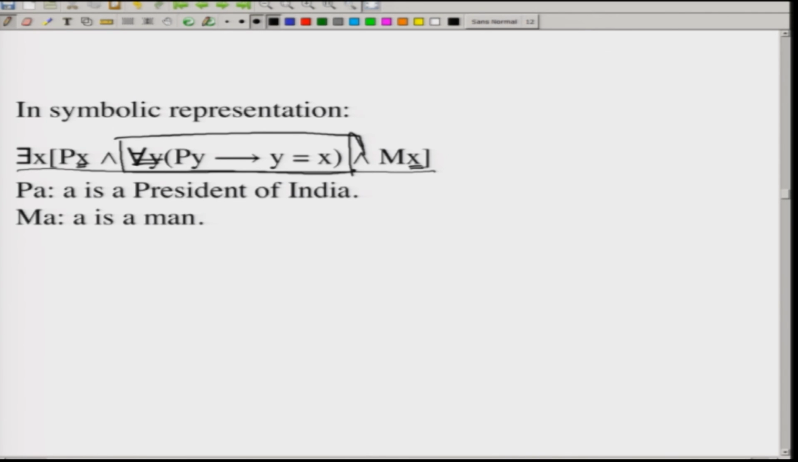We may understand this through a very simple mathematical expression. You can say that the successor of 4 is odd.